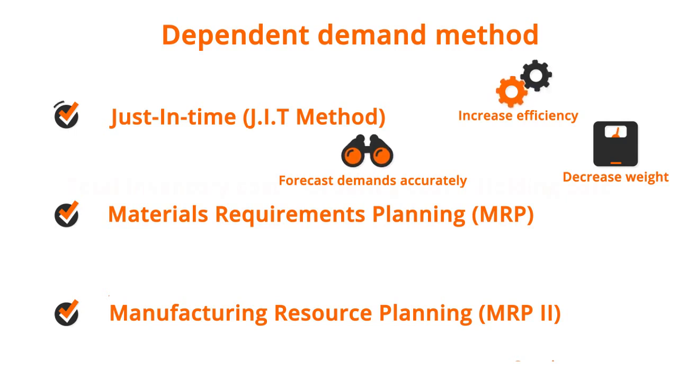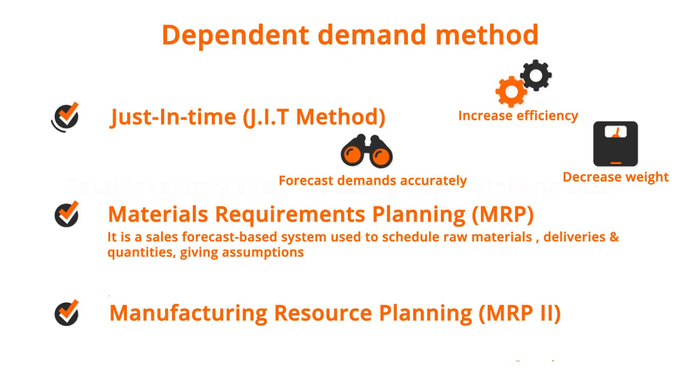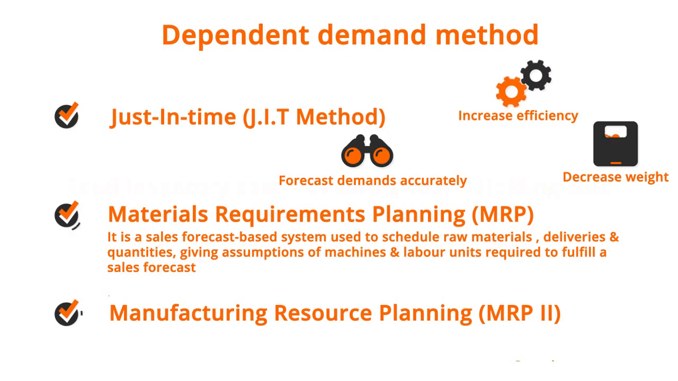Materials requirement planning, MRP. An MRP information system is a sales forecast based system used to schedule raw materials, deliveries, and quantities, given assumptions of machine and labor units required to fulfill a sales forecast.